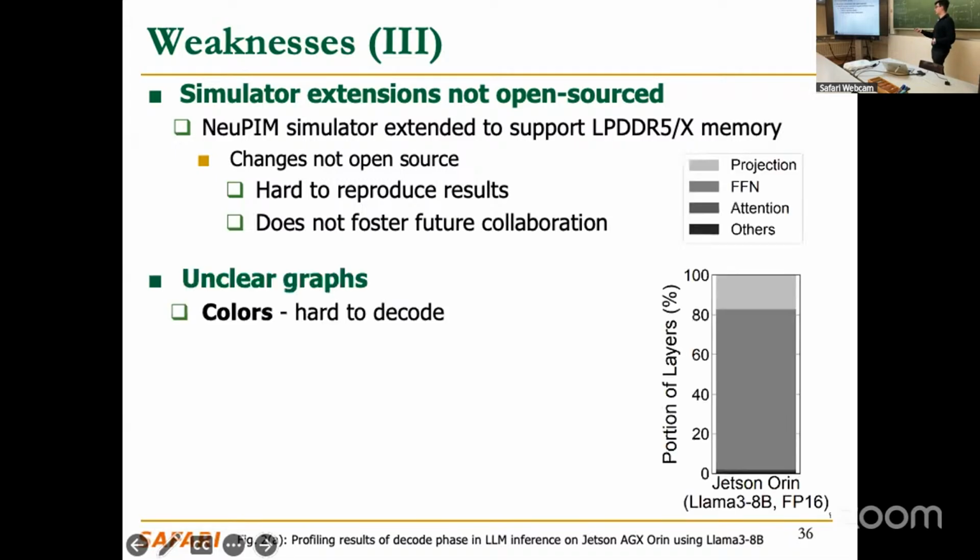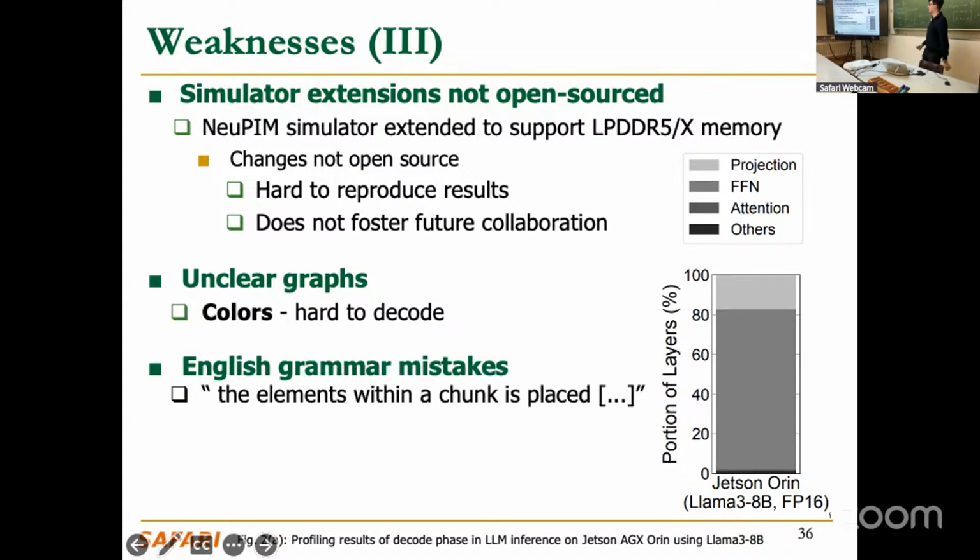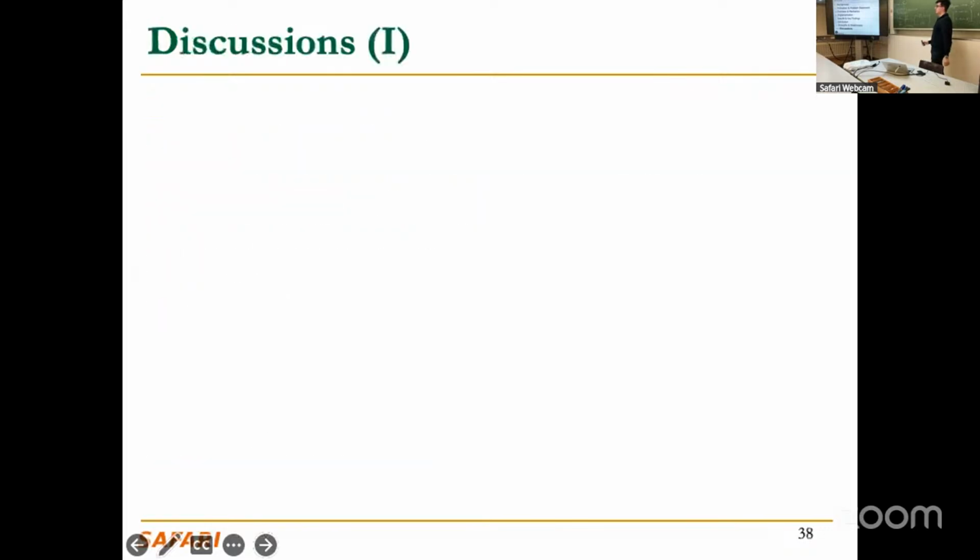And the nitpicks come now. So there are some graphs which I thought were unclear. For example, the colors here were hard for me to decode. I couldn't really differentiate between these two colors. And then there were some English grammar mistakes in the paper. This was my presentation. If you have any questions, ask them now, and if not, I'd like to start the discussion section.